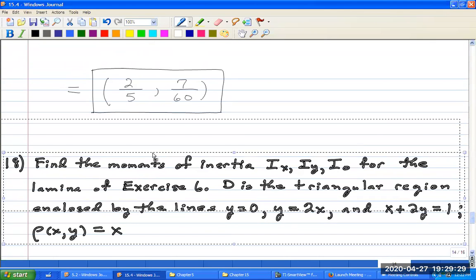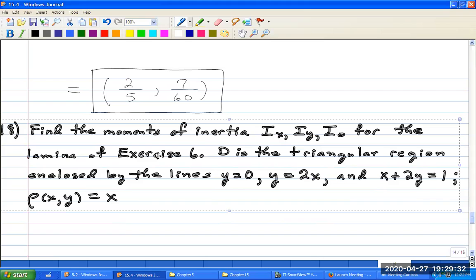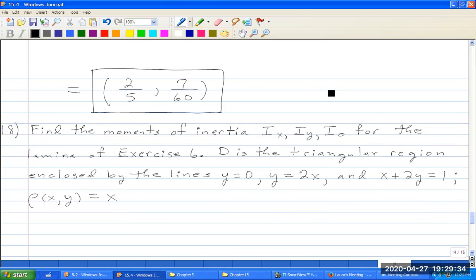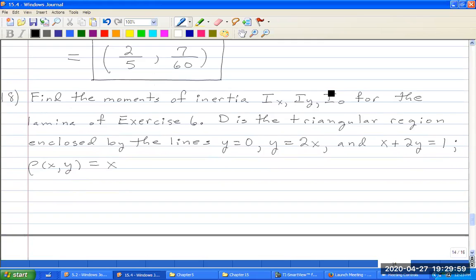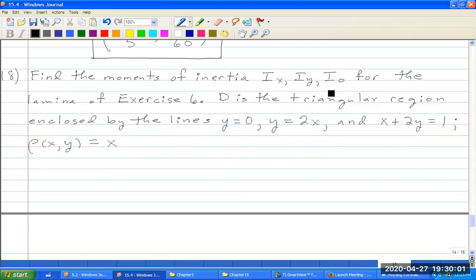Let me do problem number 18. Find the moments of inertia, I sub x, I sub y, I sub o, the origin, for the lamina of exercise 6. Oh, so it's the same thing. D is the triangular region enclosed by the lines y equals 0, y equals 2x, x plus 2y equals 1, and rho is equal to x. So let's find first I sub x.